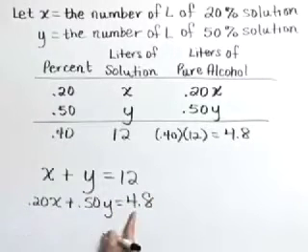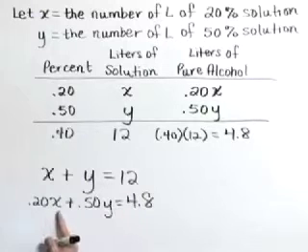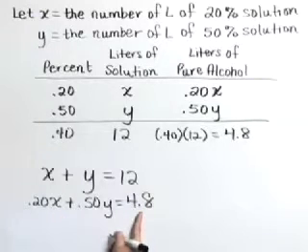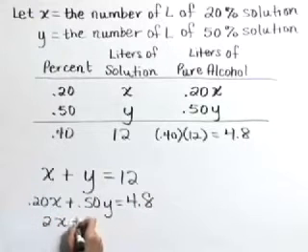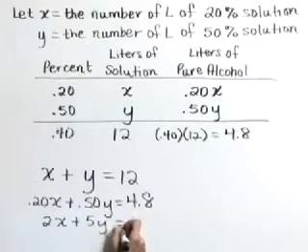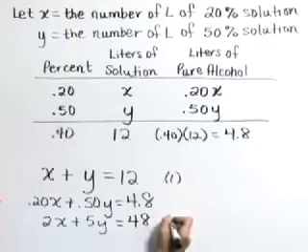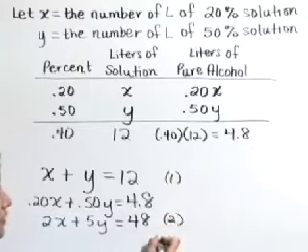Let's go ahead and clean this equation up a little bit. Multiply everything there through by 10 to eliminate the decimal. So this becomes 2x plus 5y is equal to 48. Now let's identify our first equation as number 1 and this last one here as equation number 2.